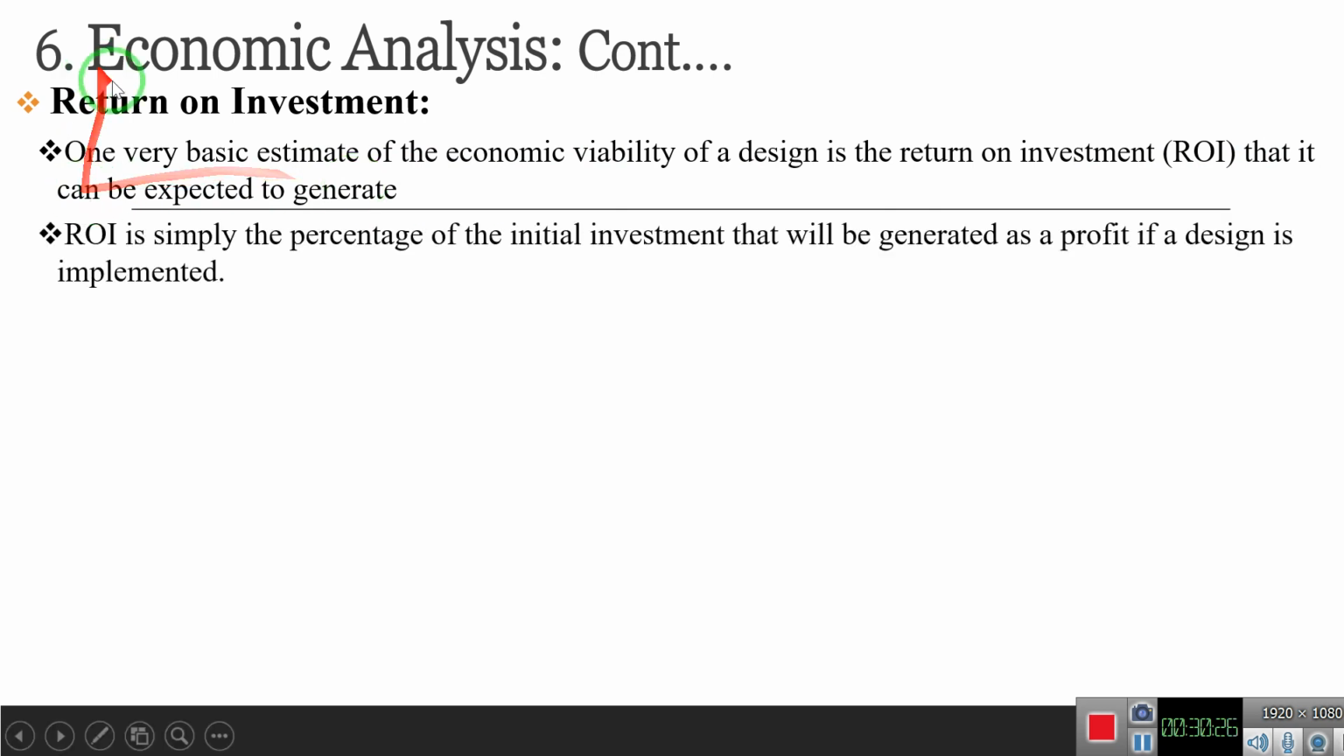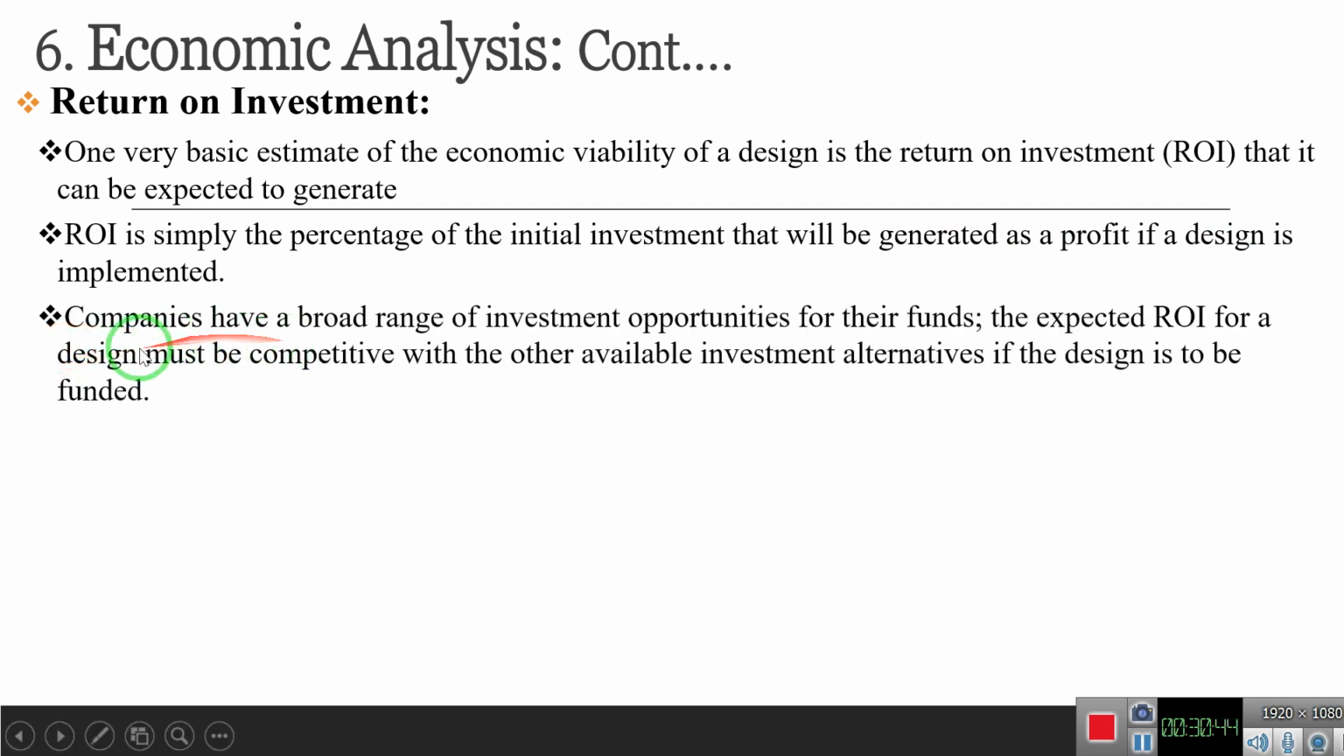So return on investment is simply the percentage of the initial investment that will be generated as a profit if the design is implemented. It means how much you invested, then how much you sell, what is the balance. That is your return on investment. Companies have a broad range of investment opportunities for their funds. The expected ROI for a design must be competitive with other available investment alternatives.